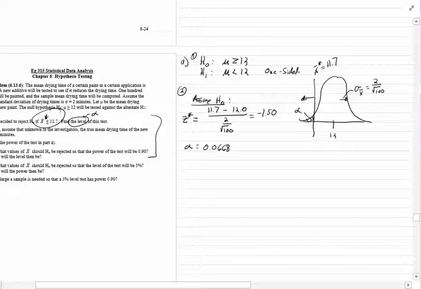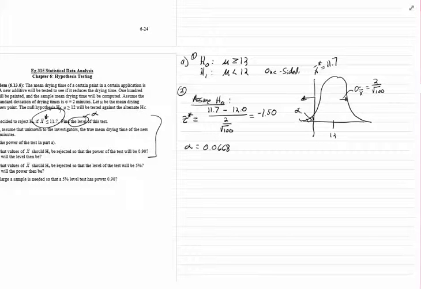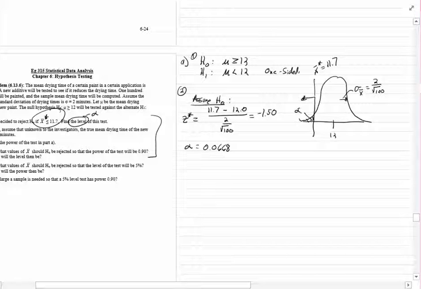Part A, did you get that? Alpha is 0.0668. That's the level of the test. Now the new stuff in part B is what's the probability that we detect the case that the mean is 11.5? So what's the power of this experimental procedure to detect 11.5?